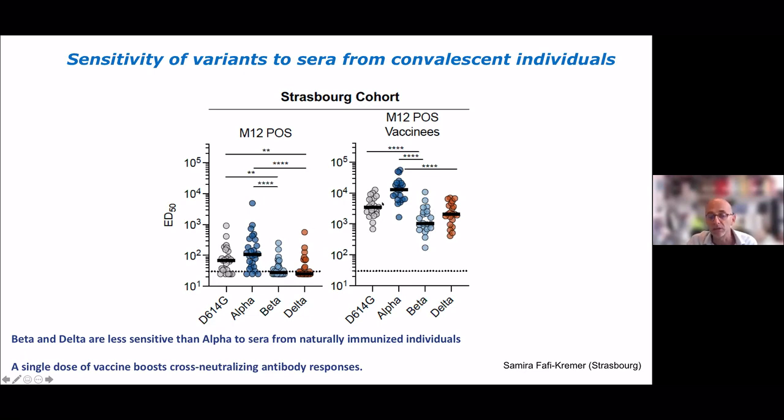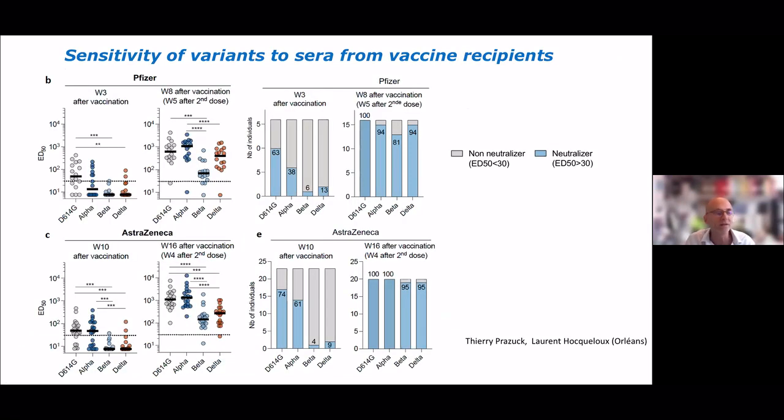However, when those individuals are vaccinated once with a single dose, and this has been shown by different teams, there is a strong increase in the antibody levels, about 2 to 3 logs increase, and now all the strains are neutralized. But there is still about a fourfold decrease in the efficacy of those sera against Delta compared to Alpha.